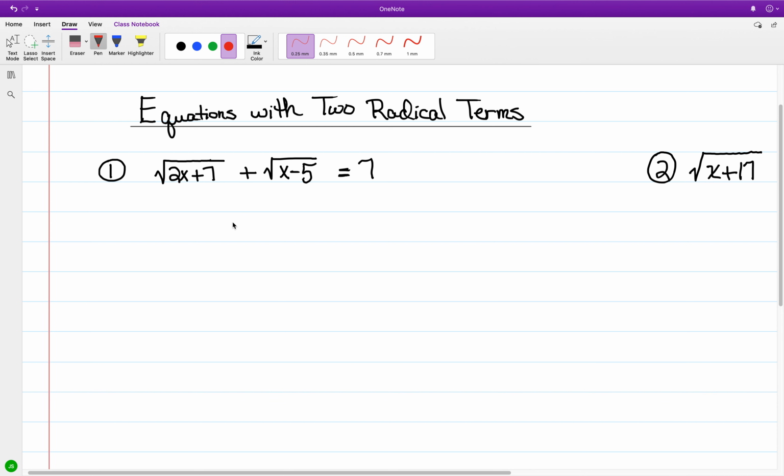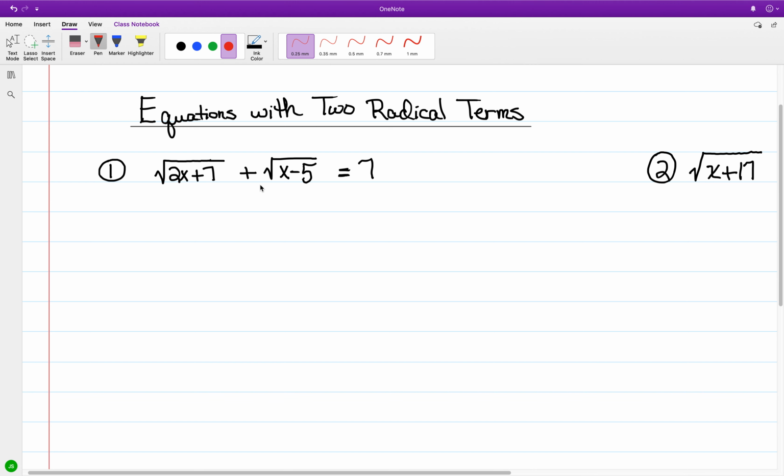Okay, now we're going to be working with equations with two radical terms. Now, the algebra in this one is going to be rather complicated, but still workable. Now, for the first equation, we had the square root of 2x plus 7 plus the square root of x minus 5 is equal to 7.